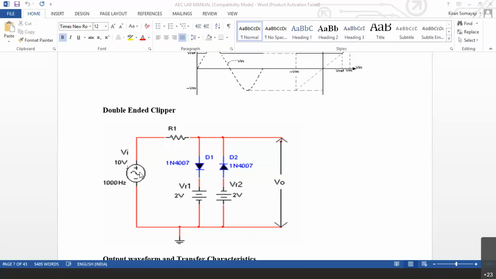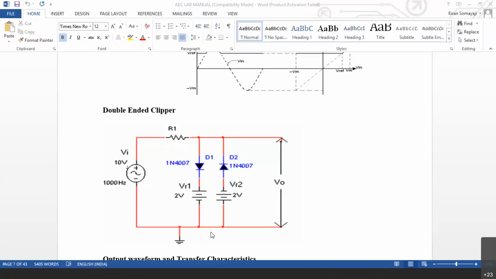Now, what happens when the signal rises beyond 2 volts? When the input signal rises beyond 2 volts, D1 will conduct. D2 will remain off. Why? Because D2's anode is connected to the negative terminal. D2 remains reverse biased only. When the anode of D1 is larger than the cathode, then D1 conducts.